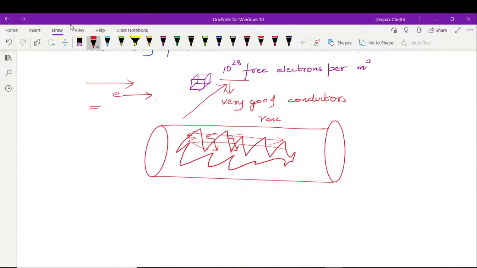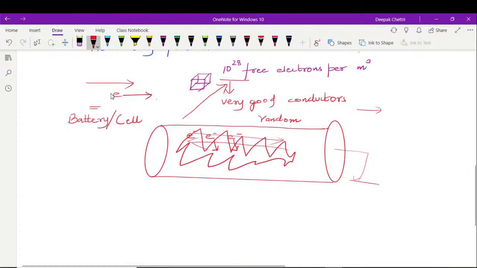Okay, they are random motions, and there is no net movement. That is why if you just take a conductor connected to a bulb or anything, you will not get current. For that you need an appliance. What is that called? That is called a battery. You need a battery or a cell to produce current.